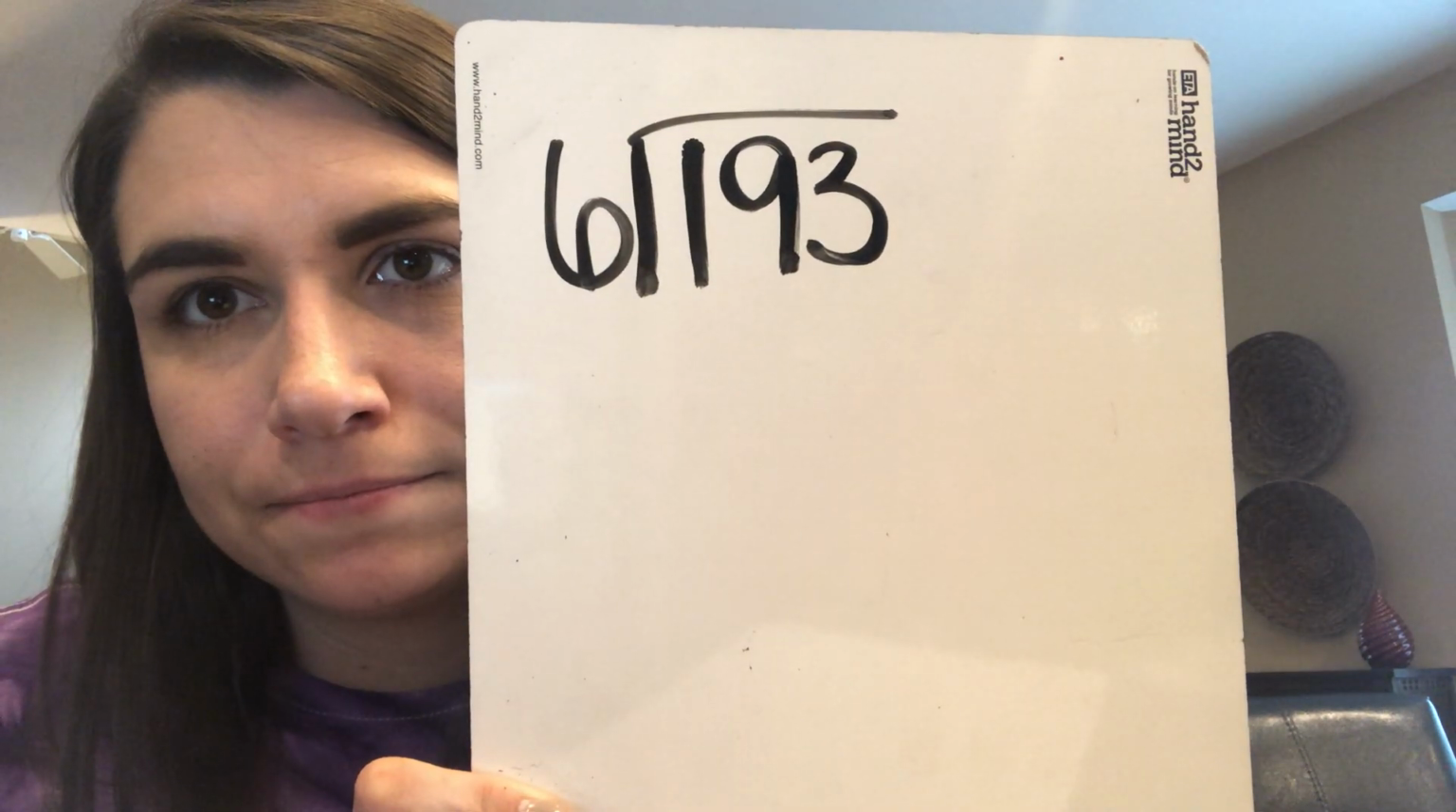So the next one is going to be divided by 6. So I need to know my 6's. If I don't, I can skip count on the side, so we're going to do that together. But before we do that, it's going to be 193 divided by 6, like that. Okay, so let's go ahead and skip count by 6 together. So 6, 12, 18, 24, 30, 36, 42, 48, 54, 60.